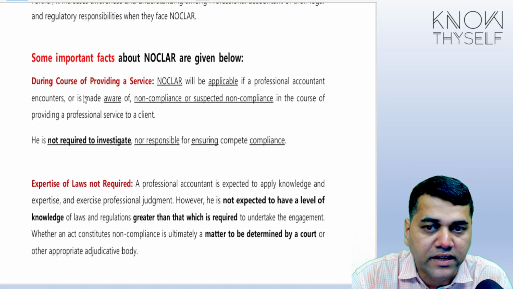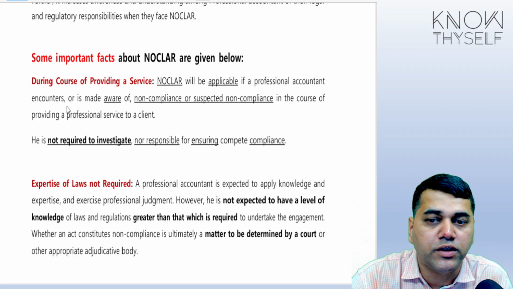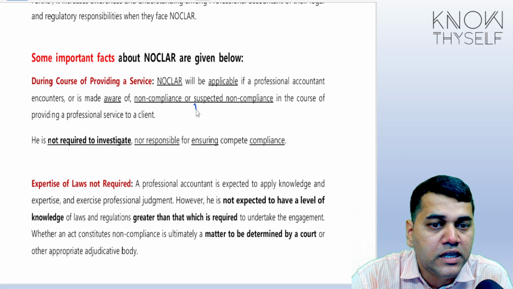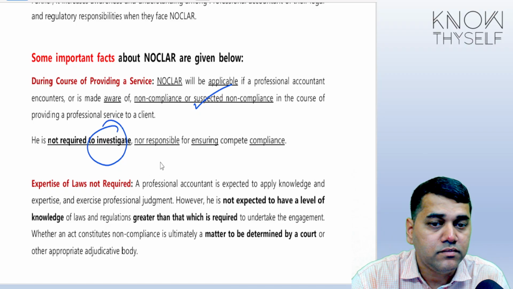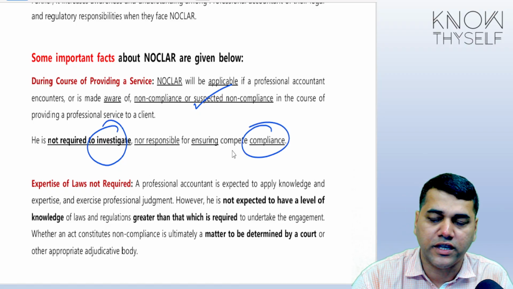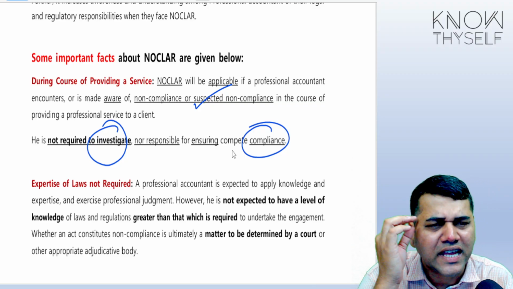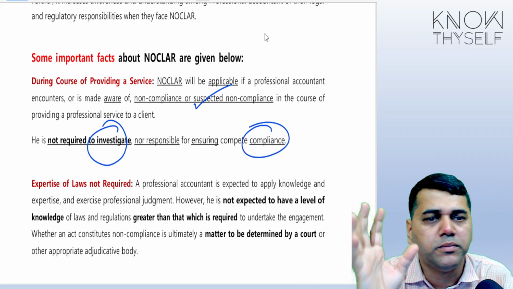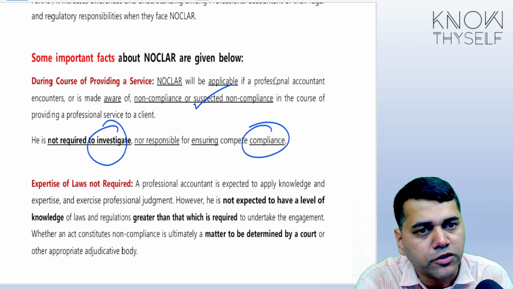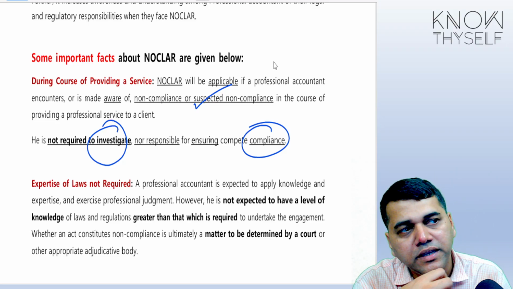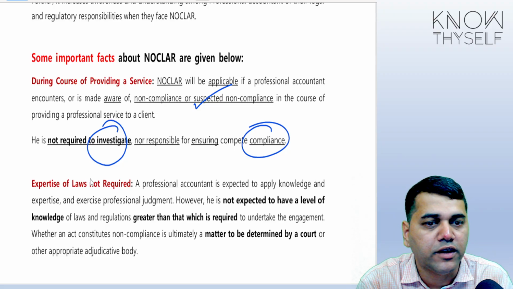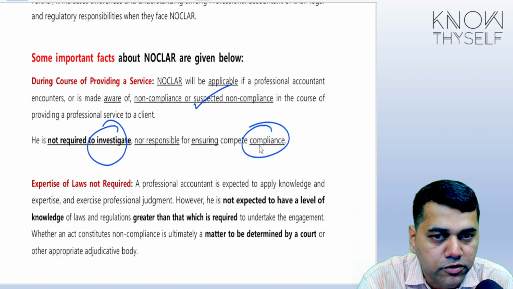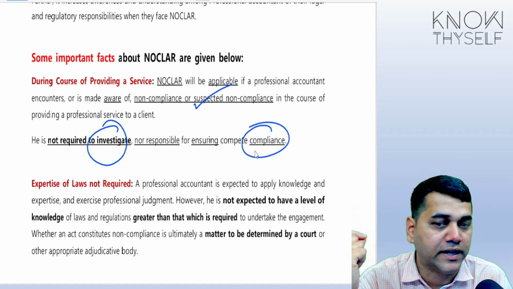So some of the important facts are, during the course of providing a service, NOCLAR will be applicable if a professional accountant encounters or is made aware of a non-compliance or suspected non-compliance. He is not required to investigate, nor to ensure the compliance. If I get a doubt that there is a non-compliance, I can apply my reasonable knowledge, my common sense, because I am also a professional. If I find that somebody is doing a non-compliance, I need not go and investigate myself what is happening, how they have done it. I need not check the compliance also, but I have to take a certain set of actions.